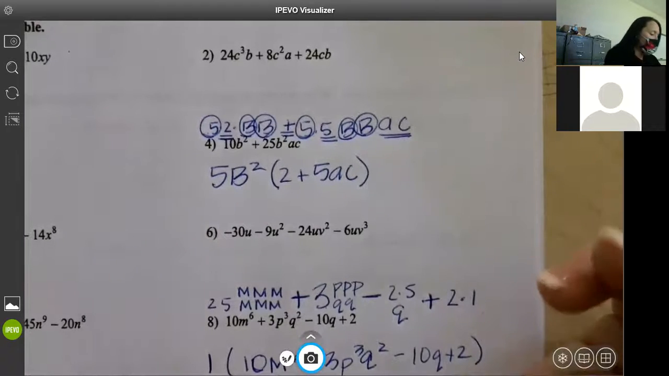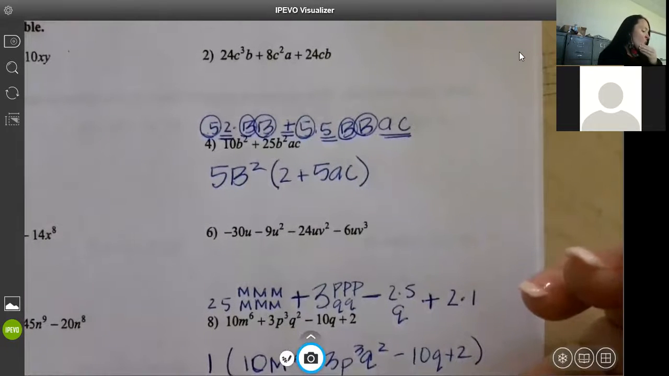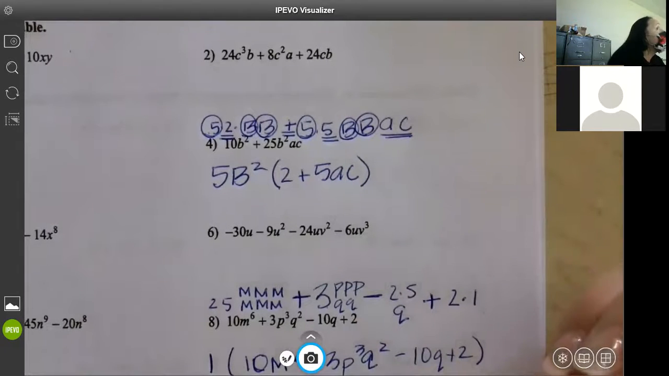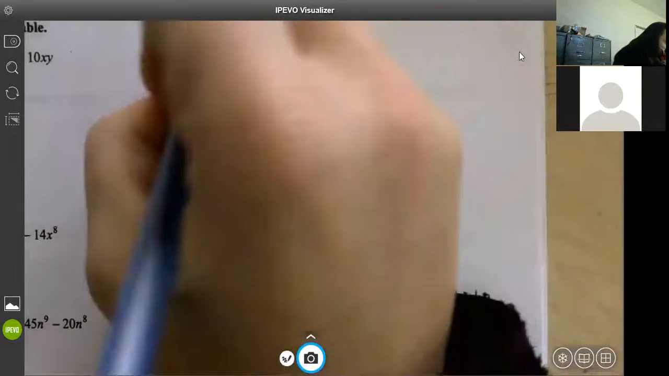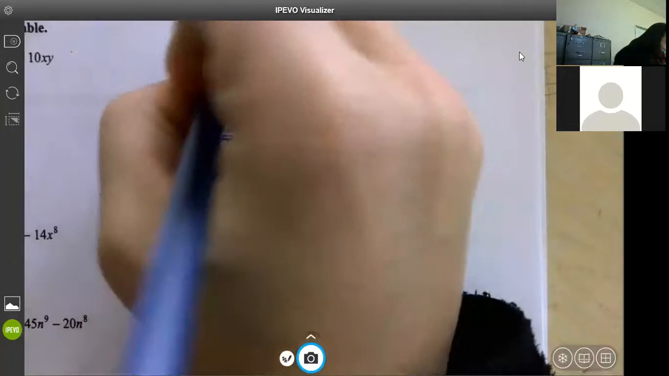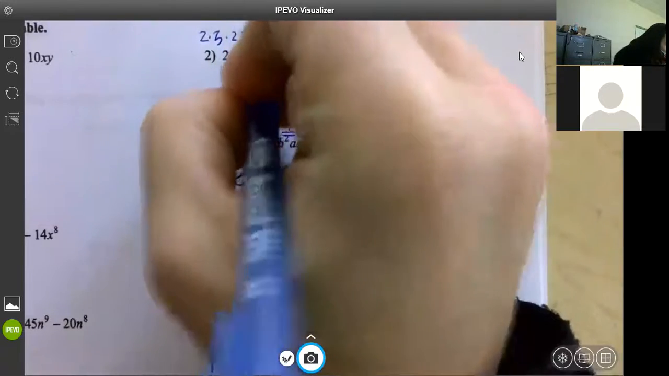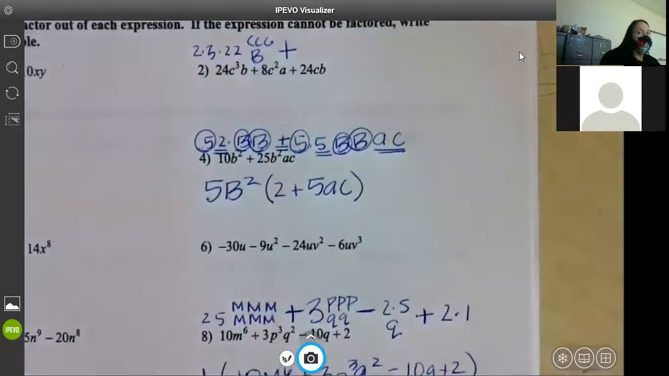What are your factors of 24? Give me a set of factors quickly. What can I multiply together to get 24? 6 and 4. 6 is 2 and 3. 4 is 2 and 2. I have 3 C's and a B, and then I have a plus. So I break it down as much as I possibly can.